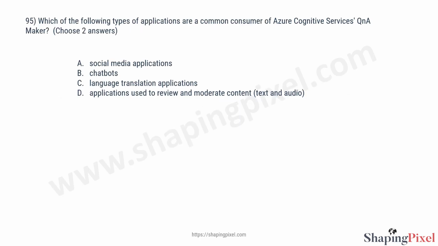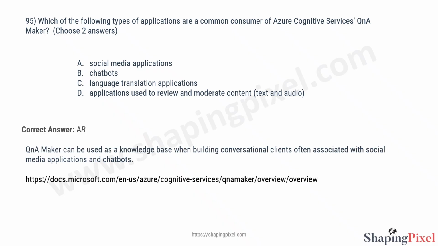Question number 95. Which of the following types of applications are a common consumer of Azure Cognitive Services Q&A Maker? Choose two answers. And we have the following four options: social media applications, chatbots, language translation applications, applications used to review and moderate content, text and audio. So the right answer here is option A and option B. Q&A Maker can be used as a knowledge base when building conversational clients often associated with social media applications and chatbots.